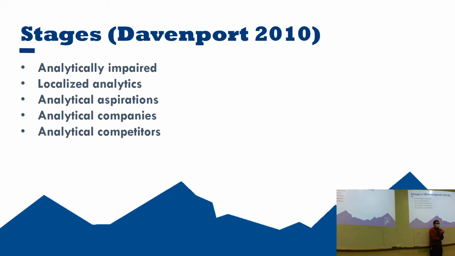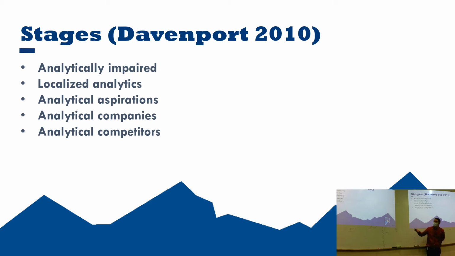So a company is analytically impaired. We know impaired means not doing something to the extent they could. If you're impaired, intoxicated, it means you're not functioning to the extent that you could. Same thing with analytical impairment: you're not using analytics to the extent that you would theoretically be able to use them. Localized analytics are going to be a functional unit using analytics in some capacity, but not across the organization. So maybe the accounting department has some analytics that they're using, but it's just for that single functional unit. Does that make sense?